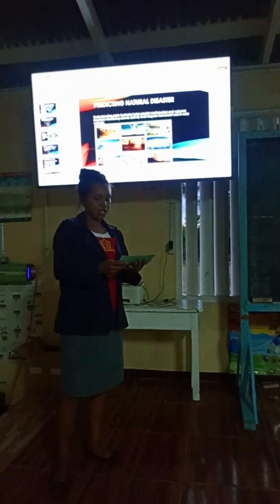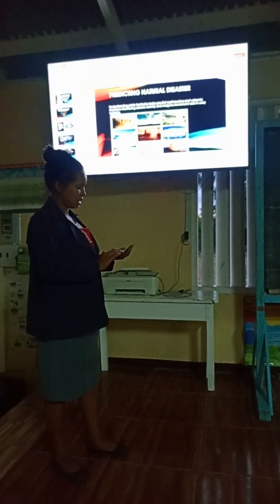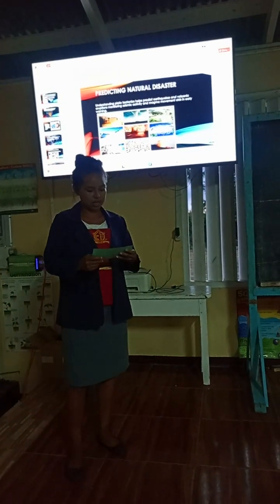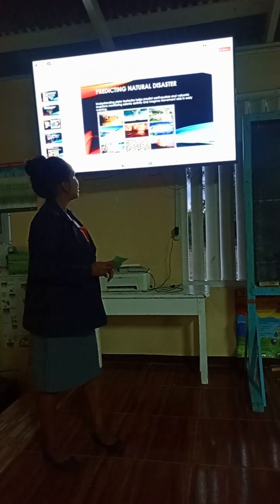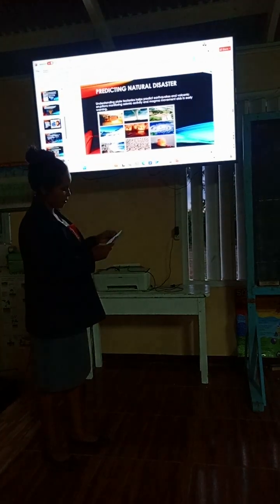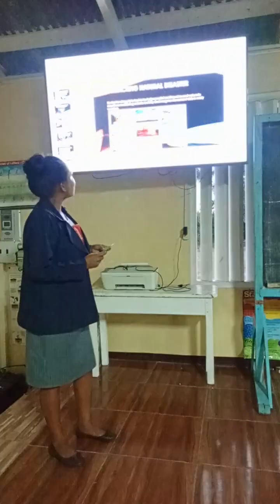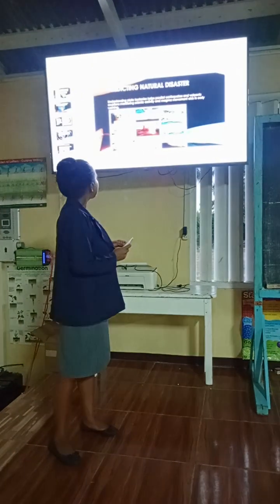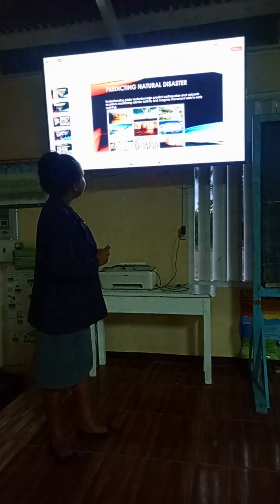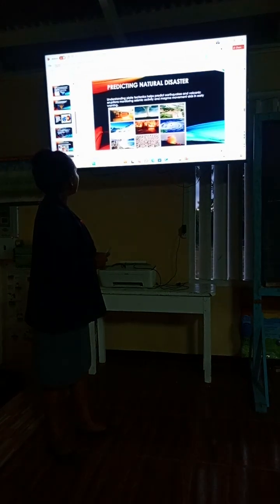How understanding Earth structure helps in predicting natural disasters and finding resources. We have predicting natural disasters. Understanding plate tectonics helps predict earthquakes and volcanic eruptions. Monitoring seismic activity and magma movement aids in early warning.